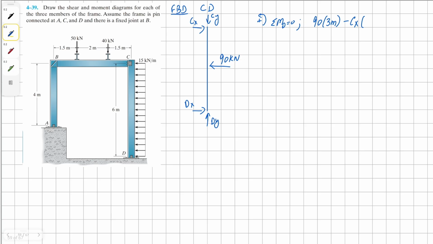6 meters away, all equals to 0. Solving for Cx, we get our solution as 45 kilonewton. Cx, which is positive 45, and then we have negative 90 kilonewton and a positive Dx, all equals to 0. And we get a solution for Dx as 45 kilonewton as well.